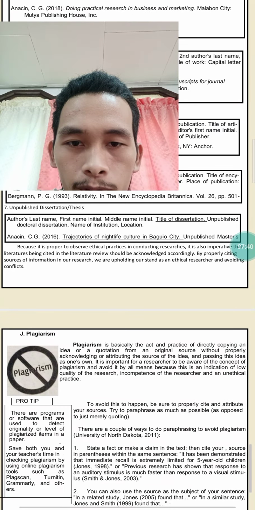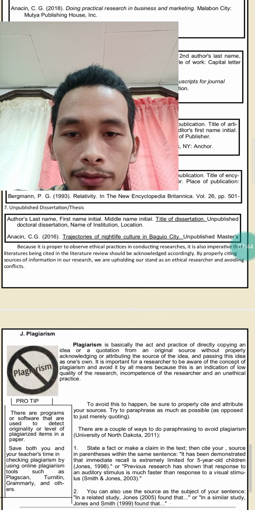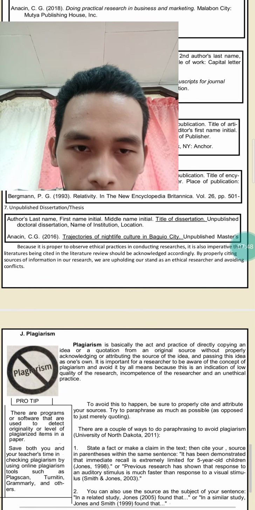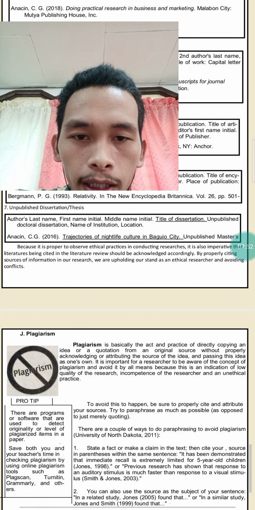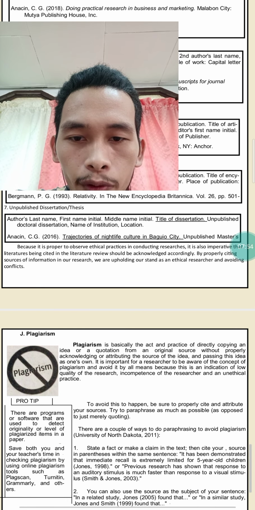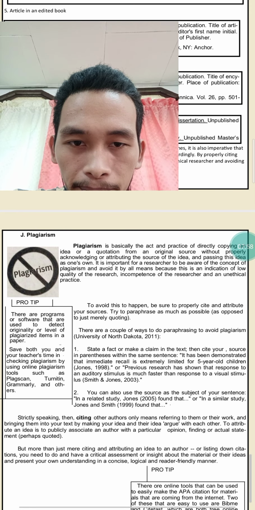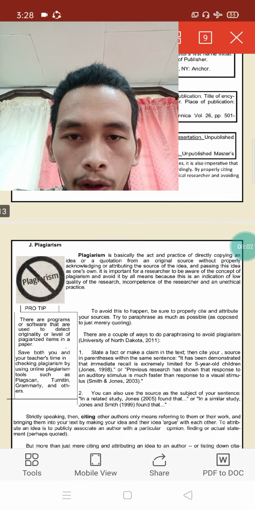Because it is proper to observe ethical practices in conducting researches, it is also imperative that literature being cited in the literature review should be acknowledged accordingly. By properly citing sources of information in our research, we are upholding our stand as an ethical researcher and avoiding conflicts. Next topic will be plagiarism, diba? A case that we should avoid as researchers.